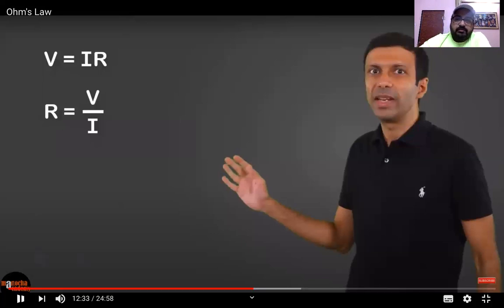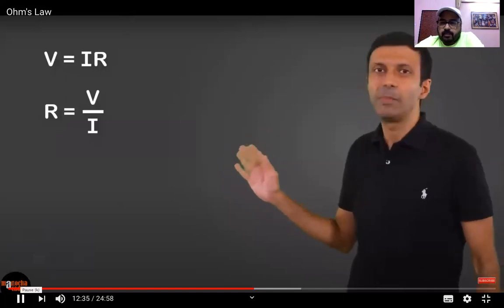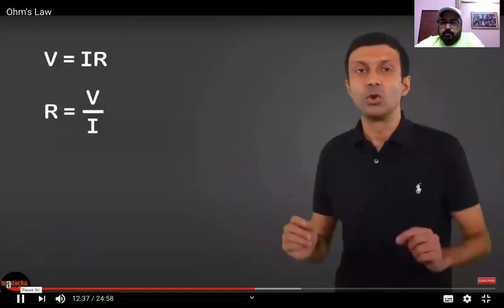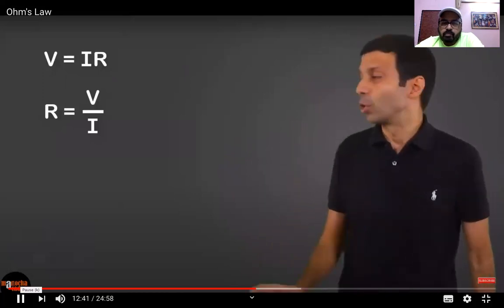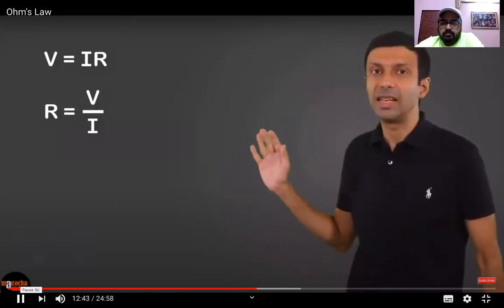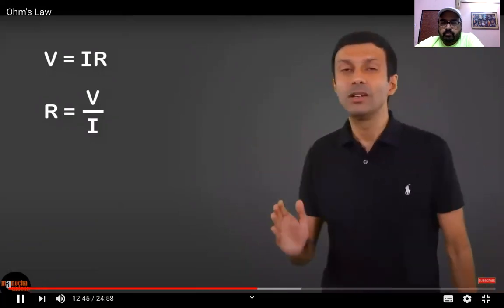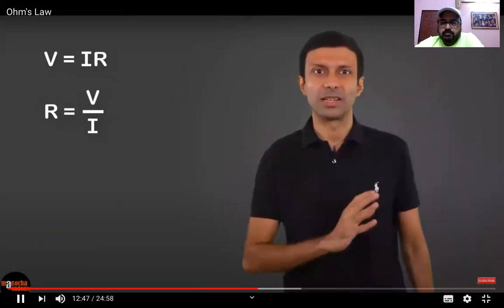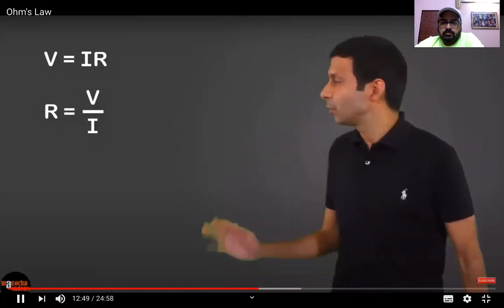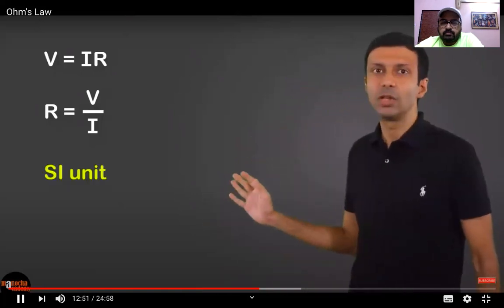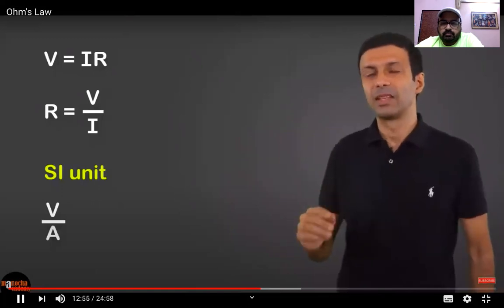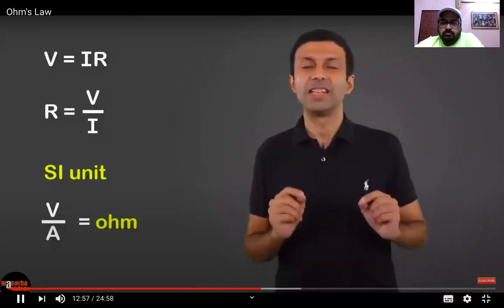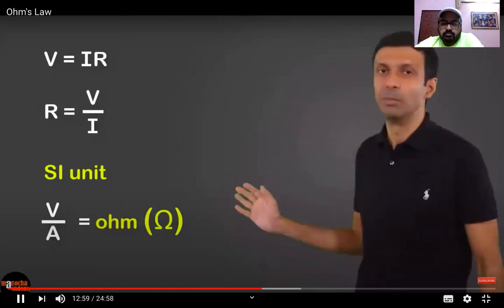So we get R equal to V by I. So resistance of a conductor can be defined as the ratio of the potential difference applied across the ends of a conductor to the current flowing through the conductor. Now, based on this formula, the SI unit of resistance will be volt by ampere. This is called ohm and is denoted by the omega symbol.